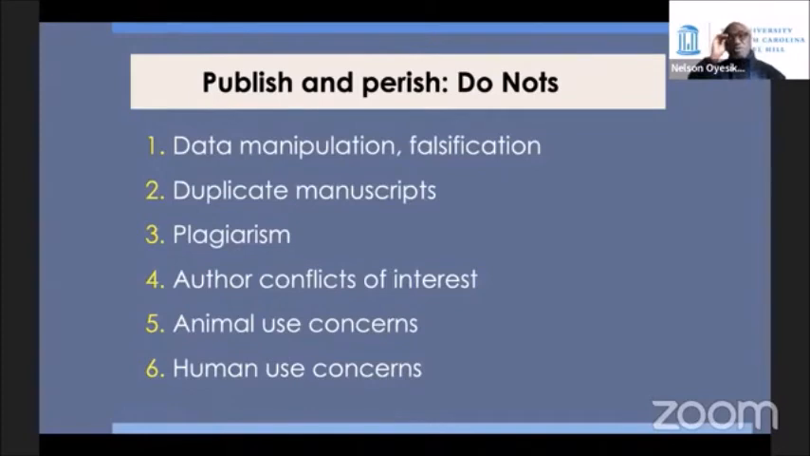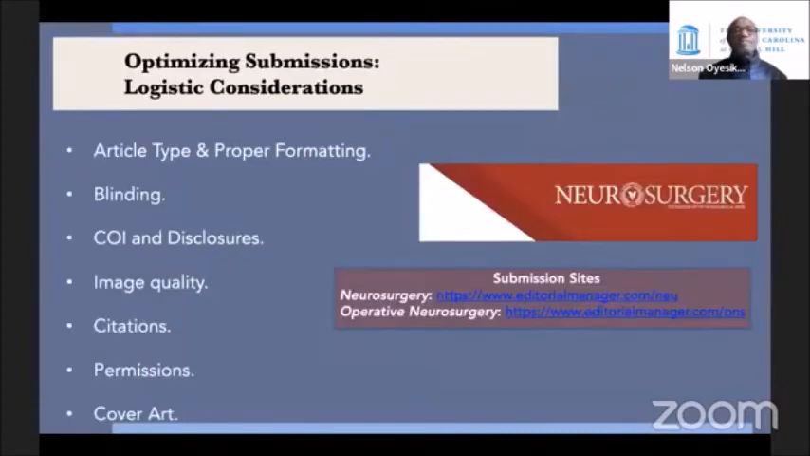Some things you don't want to do, that journals will look out for: they'll look out for duplicate submissions and plagiarism. They'll ask about conflicts of interest. That's very important, particularly if you're doing things like device studies or pharmaceutical studies. Make sure that all your animal use concerns and disclosures relevant to human use are also properly taken care of, or else they'll send it back to you with queries.